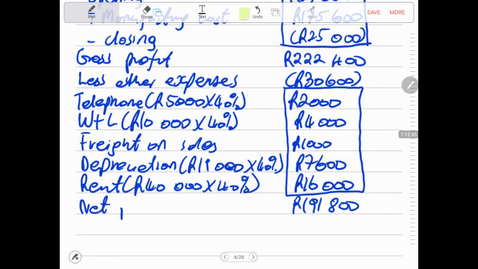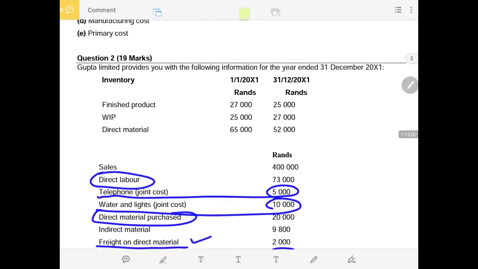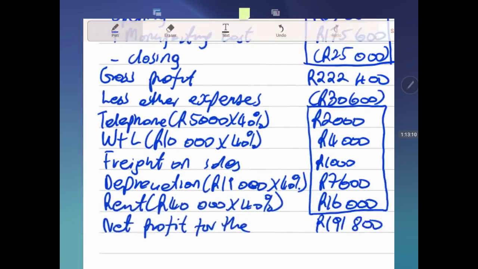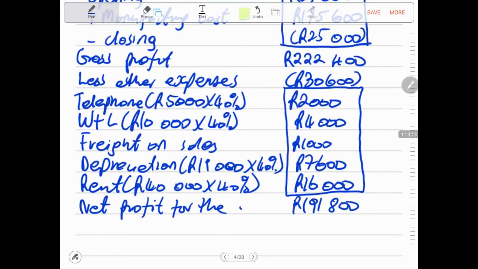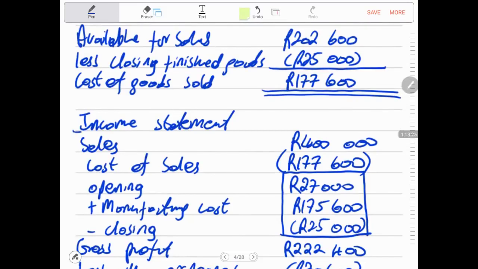I don't want to say net profit because net profit is after tax has been accounted for. Net profit for the year. Now we check if this was a period of a year or a period of a month. This was the 1st of January and this is 31st of January, so this is the full accounting period. So this will be net profit for the year. Now this is how you will normally be compiling your manufacturing statement.